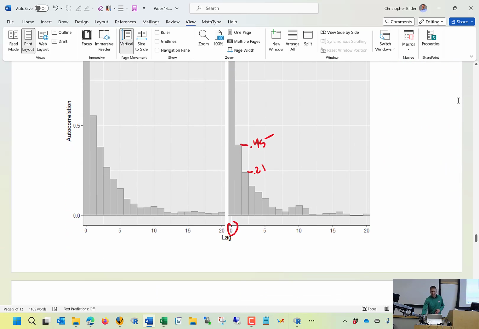But what we see here is that these autocorrelations tend to go to 0 rather quickly, and therefore I have more evidence of convergence of the chain. Okay.